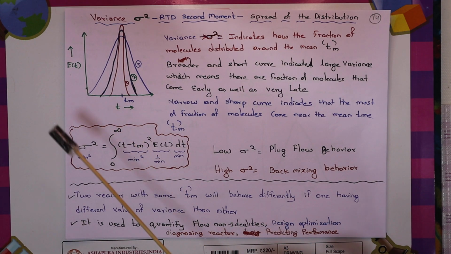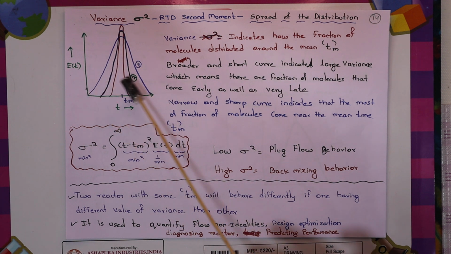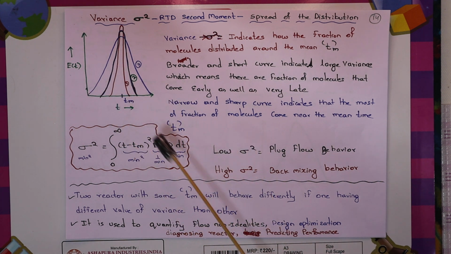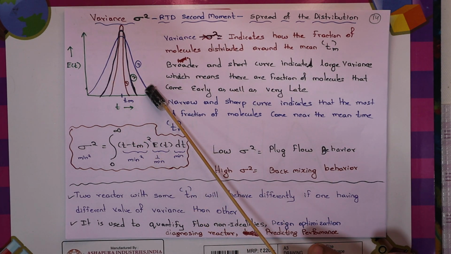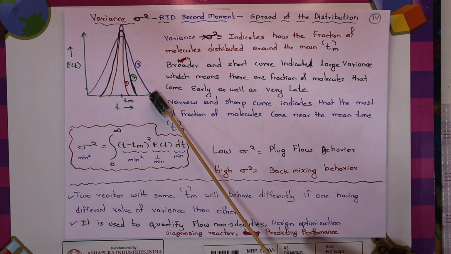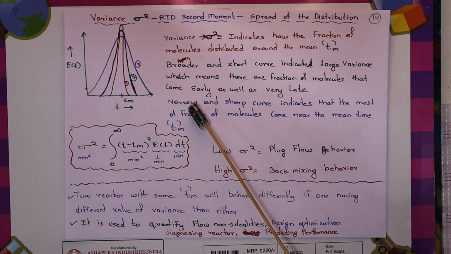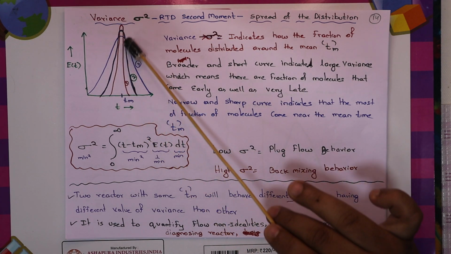Take the example of reactor 3. It has a broader, shorter curve, which indicates large variance because of very large deviations. That means there are molecules which want to come out early and molecules which want to come out late. In the reactor there are short-lived elements and long-lived elements. So this is called the measure of the spread. The narrow and sharp curve is the red one.